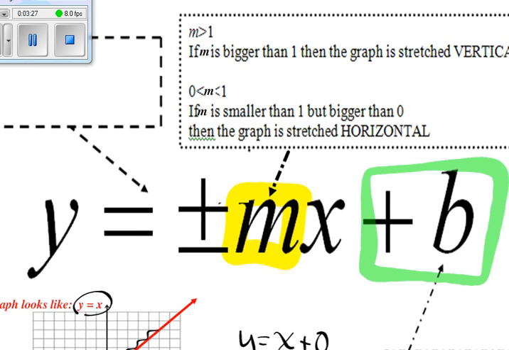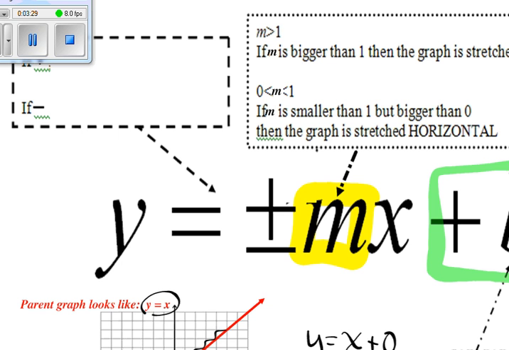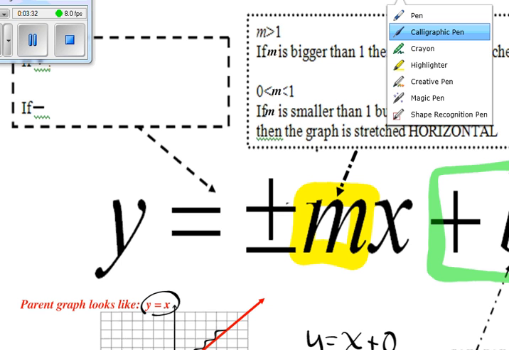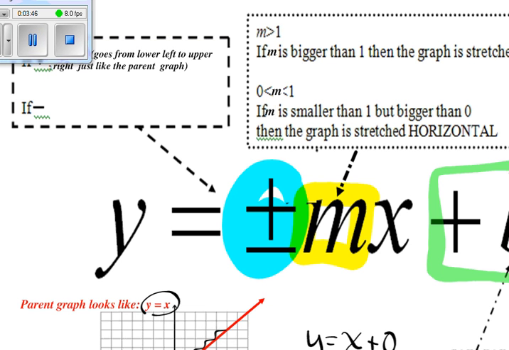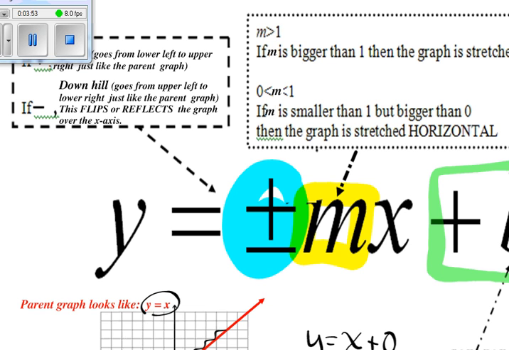Next, we're going to talk about the sign that is in front of our x. And we're going to look at the sign values. If it's positive, we're going to go from the lower left to the upper right, just like the parent graph. But if the sign is negative, we go downhill. And this is also a reflection over the x-axis.